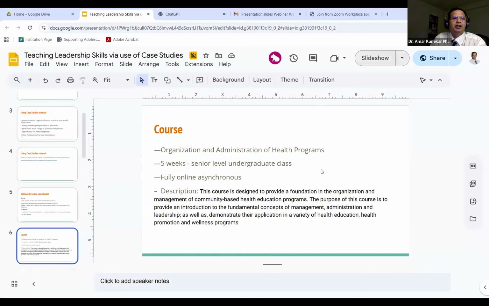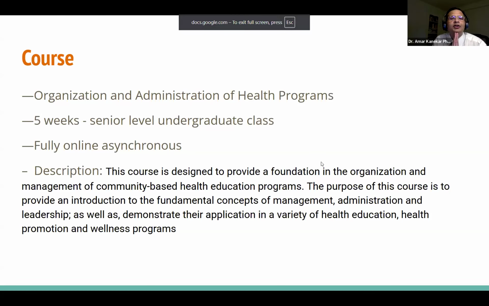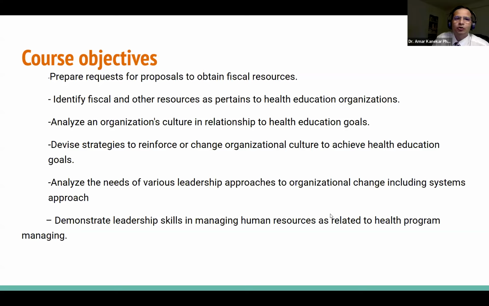let's go to the course which I'm going to talk about where I use these case studies. And the title of the course is Organization and Administration of Health Education Programs. It's a summer class, it's a senior level undergraduate course, and it's a fully online asynchronous class. So there's the description of this class, and the purpose of this course is teaching managerial skills, leadership skills for emerging health education professionals. And it's, as I said, it's a senior level class. And these are some of the course objectives.